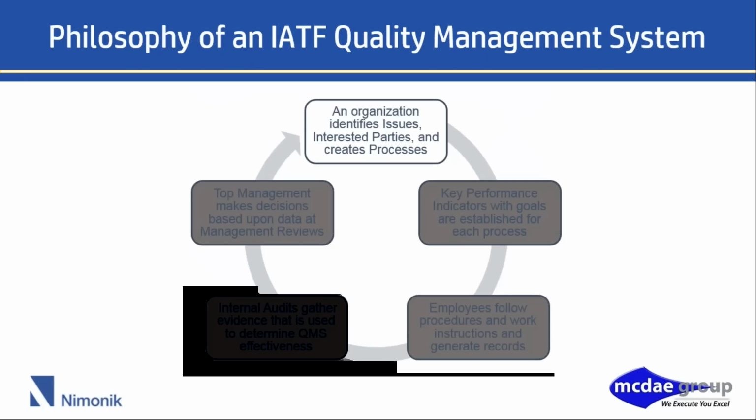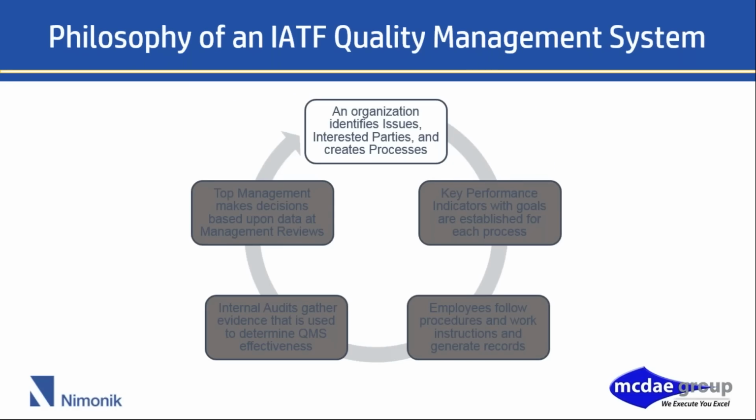So let's talk about how this works in the real world, in everyday life. That first chart is what ISO and IATF present. This is more of a real world view. For a philosophy of an effective quality management system for IATF, it starts with an organization identifying relevant issues that could help or hurt your business.